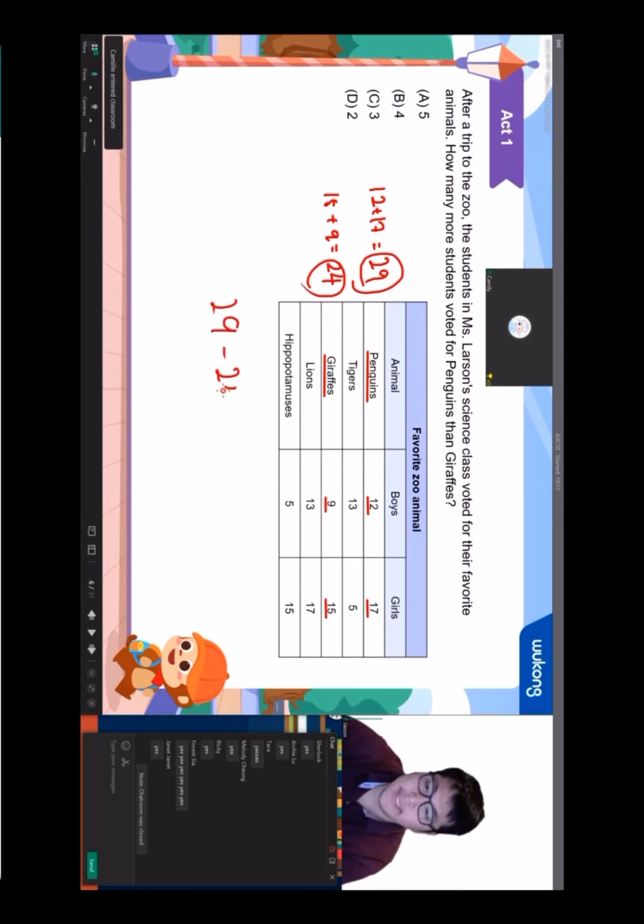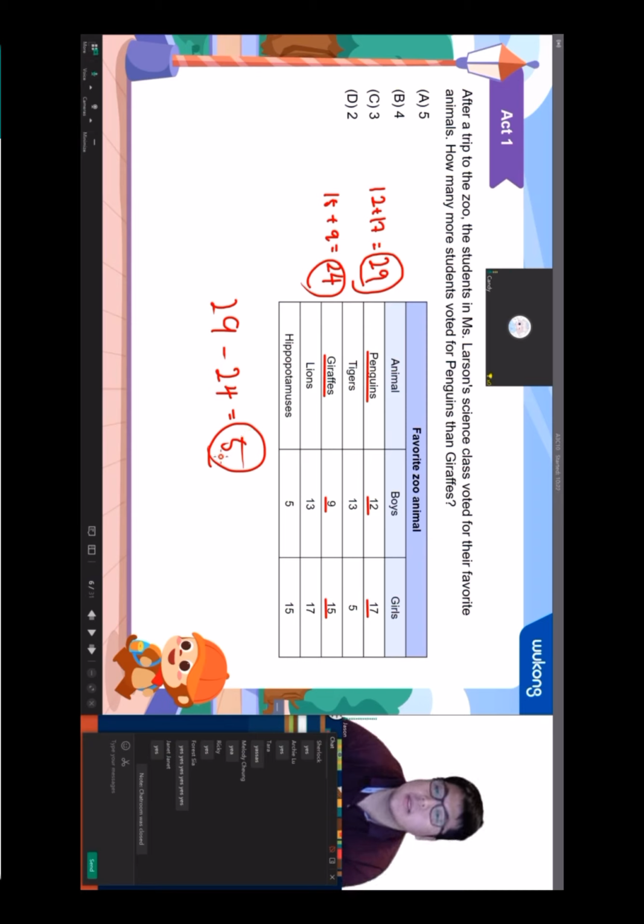Yes, so what does that mean? So it means that the answer is 5. No, I want you to tell me, what does it mean? Yes, the answer is 5, but 5 what? It means that there are 5 more students voted for penguins than giraffes. That's exactly right. So you need to make a good conclusion like what you said just now, Candy.